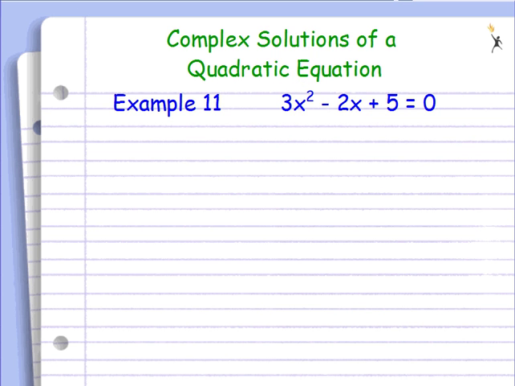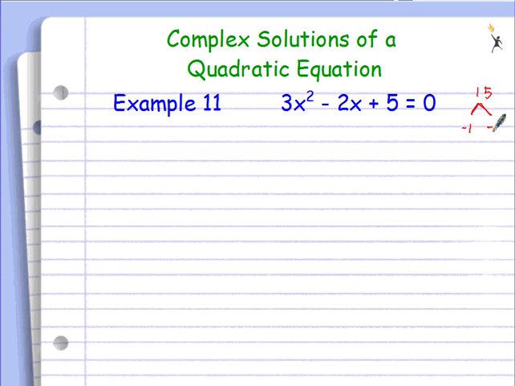The rules of factoring say multiply a times c. So 3 times 5 is 15. So I need factors of positive 15 that'll add to a negative 2. Well, since I know it's a positive and they have to add to a negative, they both have to be negative, because two negatives will multiply to give me a positive, but they'll add to give me a negative. So give me some factors of 15.